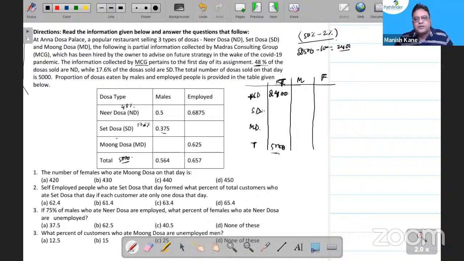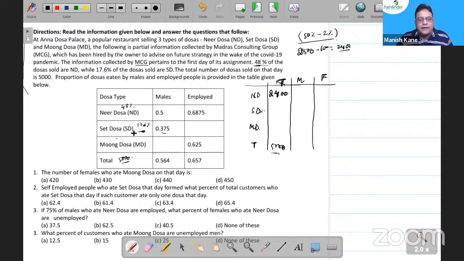Set dosa is 0.375. Now, the moment you see this number 0.375, you should immediately call this 3 by 8. 375 for me is 3 by 8. Instantly. So 3 by 8 of what? 3 by 8 of 5,000. Correct? So 8 6s are 48, 8 2s are 16, 8 5s are 40. So how much is this? 1875. Oh, sorry. Very sorry. I made a mistake.